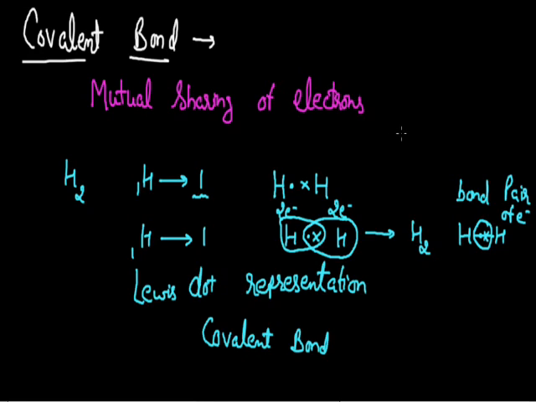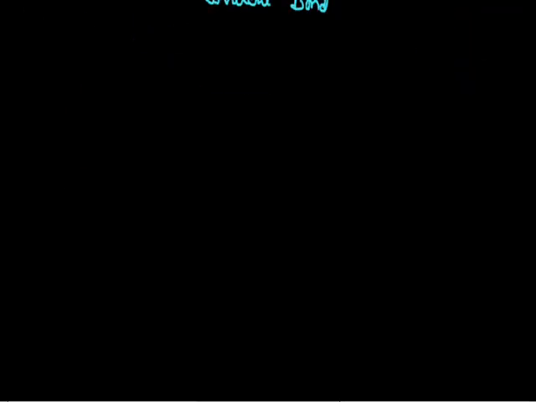And this kind of mutual sharing of electrons is shown between two nonmetals. So the way to identify this covalent bond is always it will be formed between two nonmetals. For example, now if I talk about the formation of nitrogen molecule, this nitrogen molecule can be shown by the symbol N2. Here if I talk about each nitrogen atom, the atomic number is 7 and the configuration will be 2 and 5.